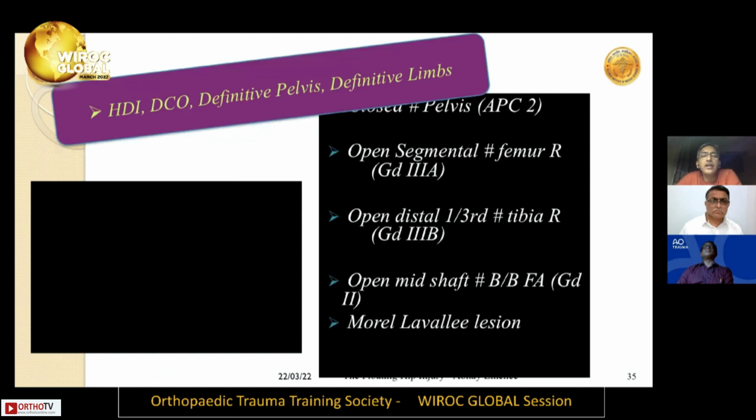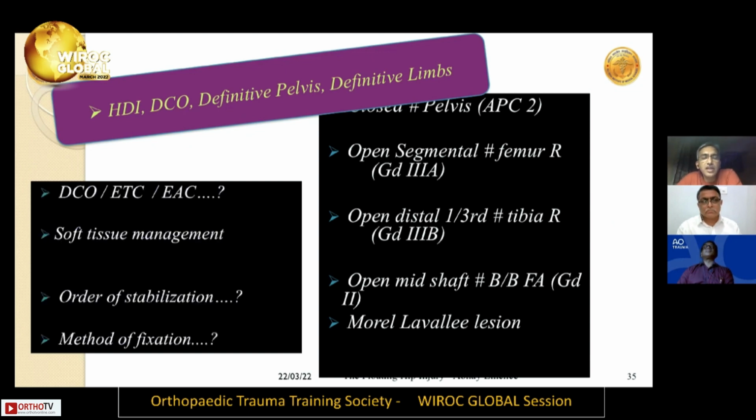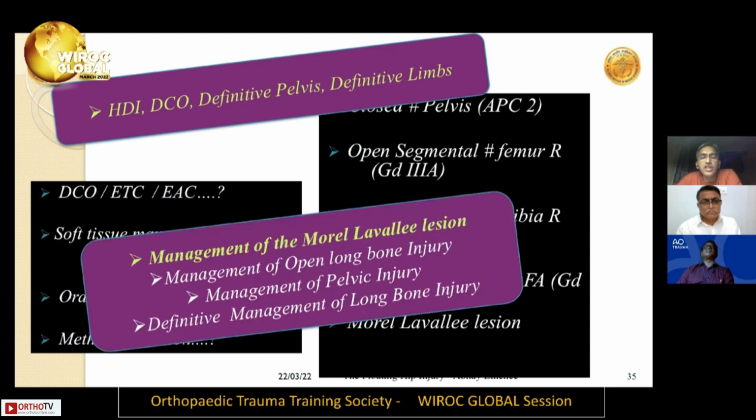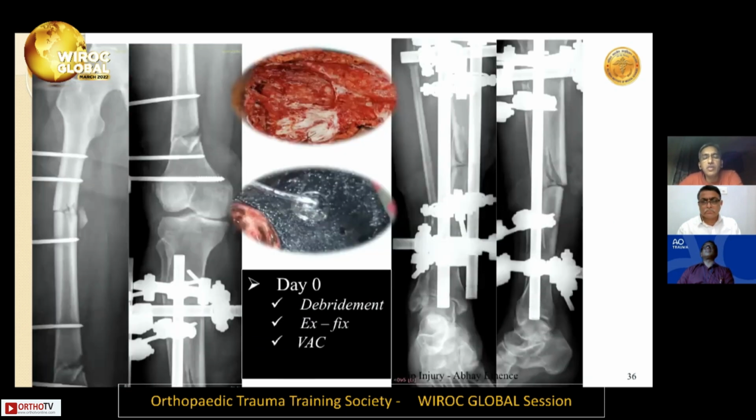And this is where one has to go in for hemodynamic stabilization, followed by a damage control treatment. And then we come to the definitive fixation for the pelvis and the limb fractures. So the basic order of stabilization does not change. So one has to follow DCO, one has to treat the Morel-Lavallée lesion, has to treat the soft tissue and the open long bone injuries, and then come to definitive management of the pelvic injury and the open both bone and the long bone fractures.